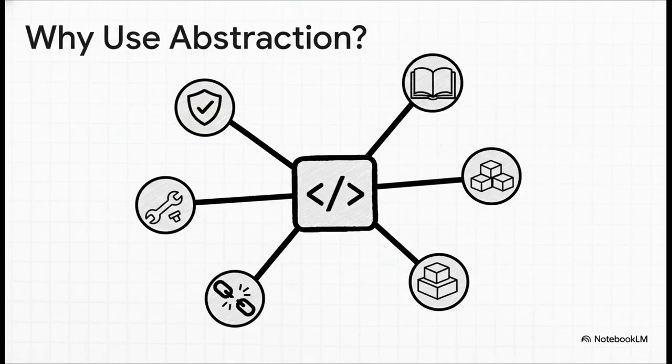So why go through all the trouble? Oh, the benefits are huge. Abstraction just naturally leads to cleaner, more structured code. It separates different components from each other, which makes doing updates and maintenance way easier. And by only showing what's absolutely necessary, it can actually make your application more secure. It's a win all around.